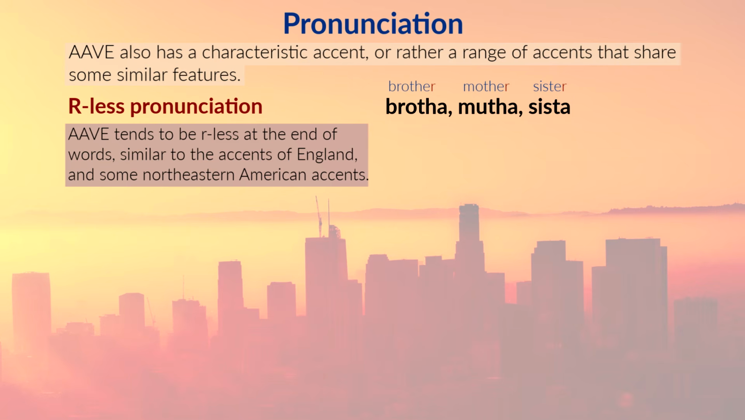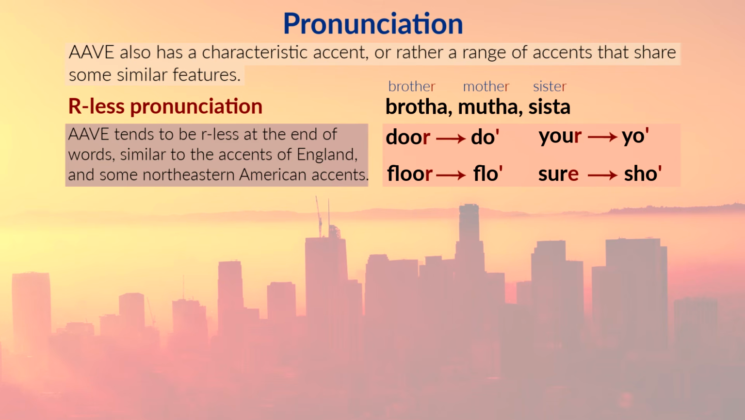At least in some varieties of AAVE, when R appears after O or U, the R disappears and the word ends in an O sound. Door becomes Do. Floor becomes Flow. Your becomes Yo. Sure becomes Show.